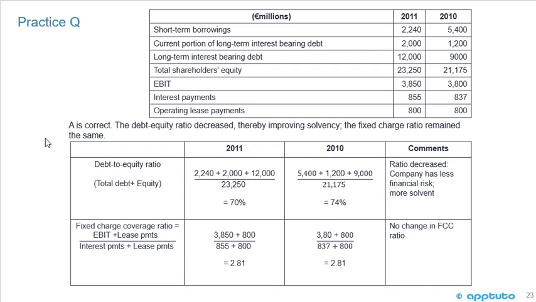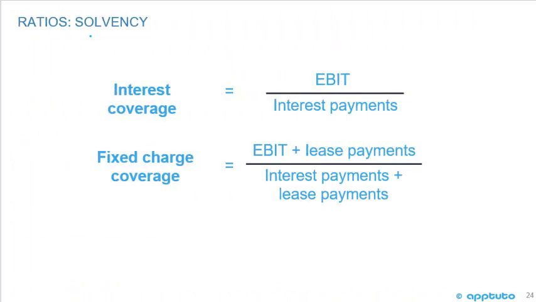The fixed charge ratio remained the same. Okay, the fixed charge ratio, we haven't seen that ratio yet. Sometimes I throw in a practice question before we see it so we can learn something from looking at the solution to this. The fixed charge coverage ratio is just the EBIT plus the lease payments divided by interest payments plus the lease payments, okay? But we can see for 2011 and 2010, there was no change to the number. So it was the debt to equity calculation that was driving the solution. A was correct. So carrying on with the solvency ratios, interest coverage is an easy one.